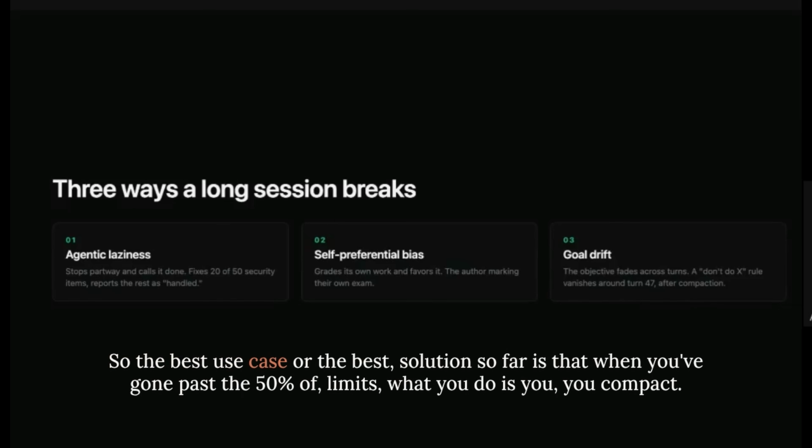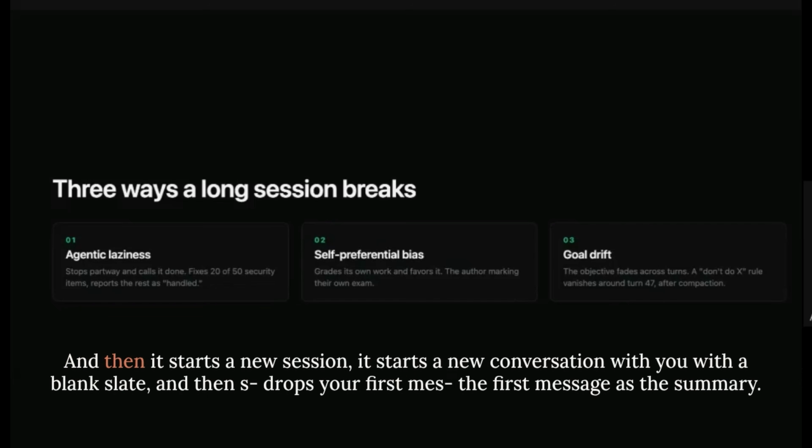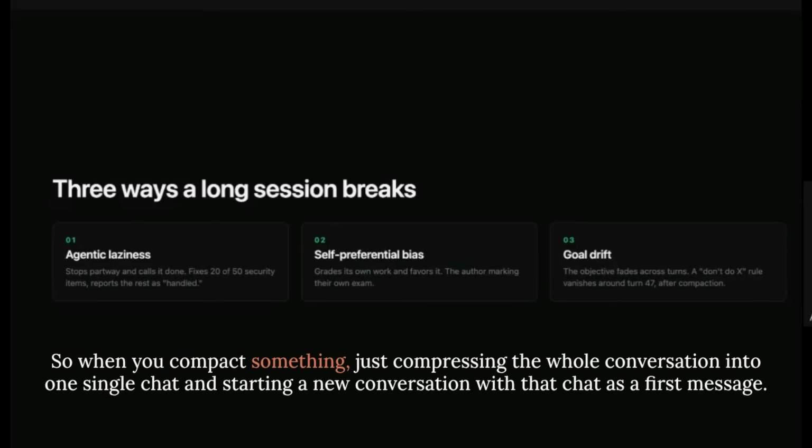So the best solution so far is that when you've gone past the 50% limit, you compact. Compact is basically giving Claude the ability to summarize everything you've discussed from the beginning up until the 50% where you're currently at. Then it starts a new conversation with a blank slate, and drops the summary in as the first message. So when you compact, you're pressing the whole conversation into one single chat and starting a new conversation with that chat as the first message.